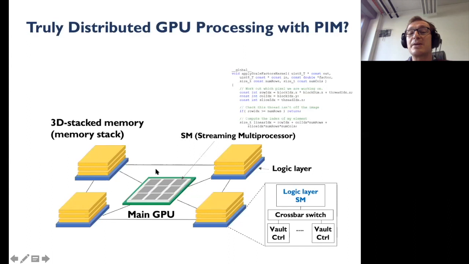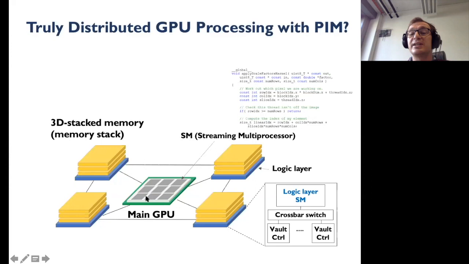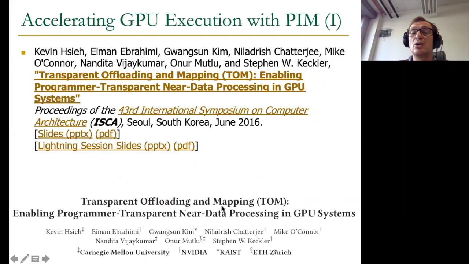And then the question becomes, what do you offload to the simple GPUs? If you're interested, this work actually looks at that question, and it also goes further. It wants to make that offloading transparent to the programmer. To do that, you need to automatically identify what gets offloaded from the tasks running in the GPU to the logic layer. How does the data get mapped such that the tasks executing in the logic layer have the data they need, and don't need data from some other logic layer? Those are the two key issues: how do you offload the code, and how do you map the data?